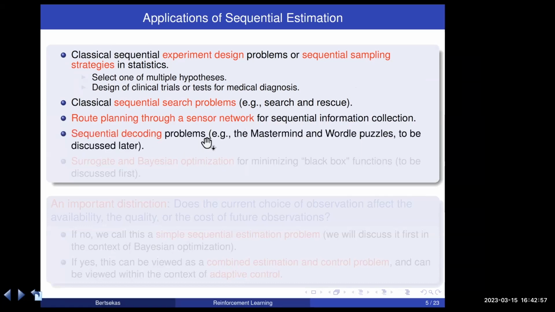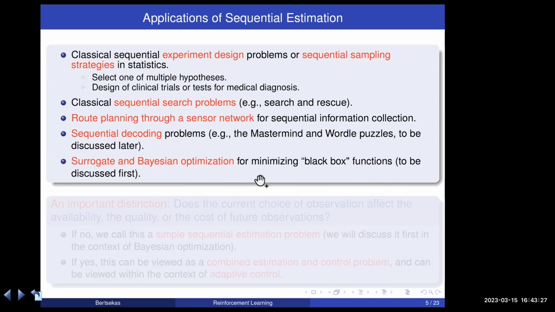Sequential decoding problems, and we're going to discuss this in the context of the Wordle puzzle. And then there is surrogate and Bayesian optimization for minimizing black box functions. Functions that we don't have an analytical expression for, but instead we can sample their values at various points. And we're going to discuss this one first. So these are applications of sequential estimation.